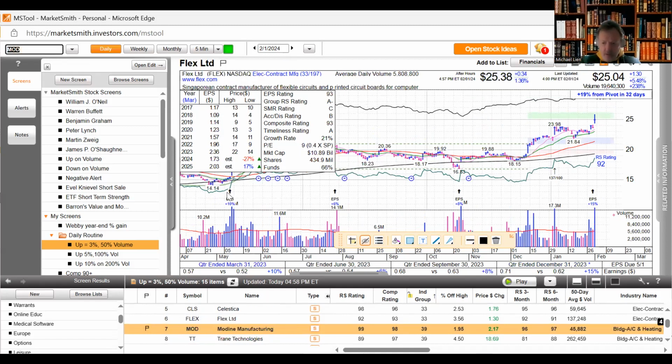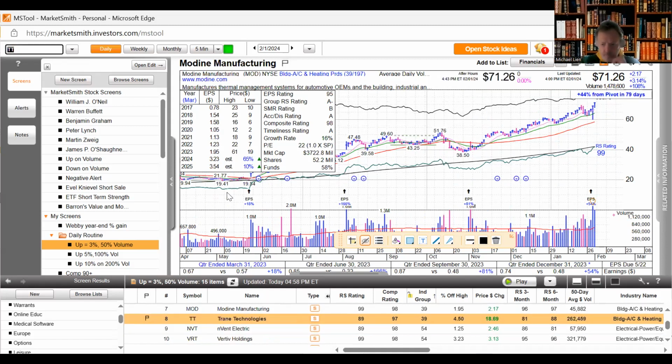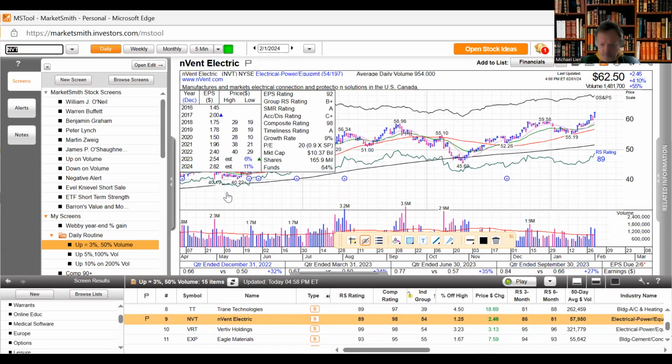Modine. Trane Technologies gapped up on their earnings, up 19%. Invent Electric continues, had a pullback yesterday with the market, but it's up another 4% today.